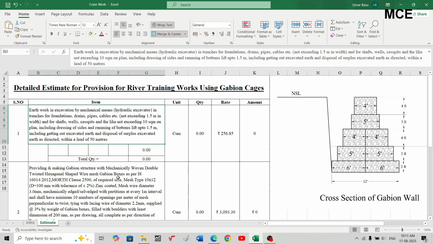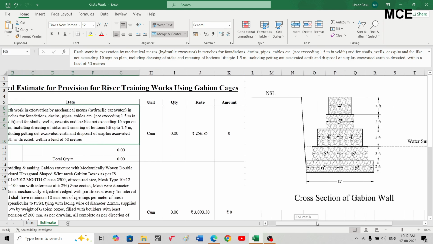For this estimate I am using the schedule of rates of India, which includes the rates in INR, that is Indian rupees. You can make the estimate exactly in the same way, only the rates for the items will differ according to your country. There will be a slight difference between these items in your SOR, schedule of rates, in your country. For this estimate I am using the schedule of rates in India.